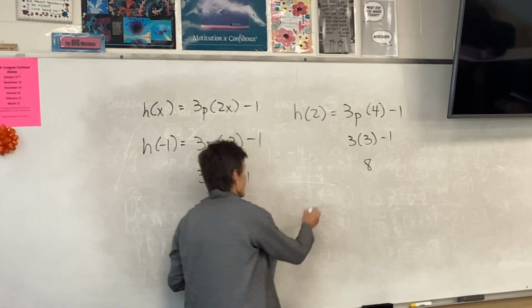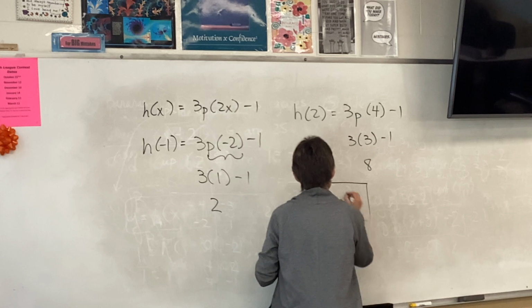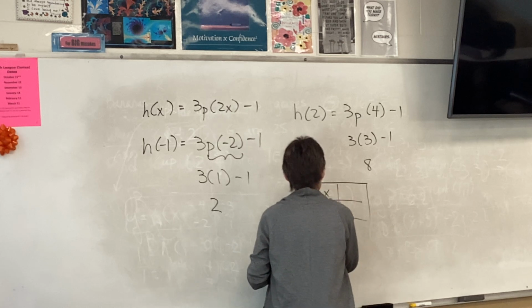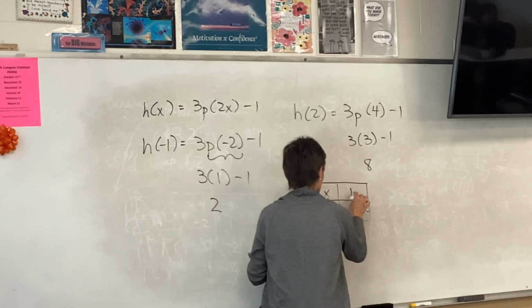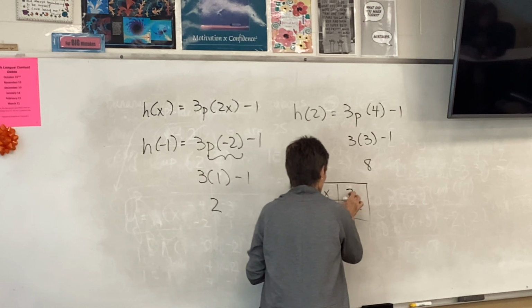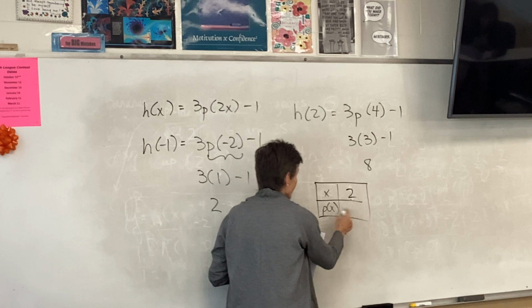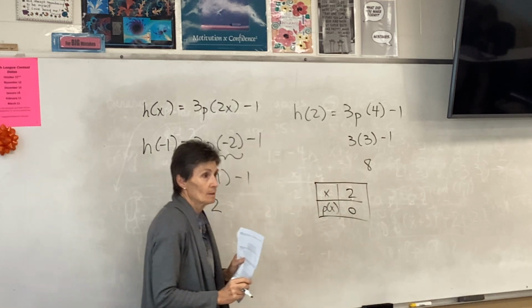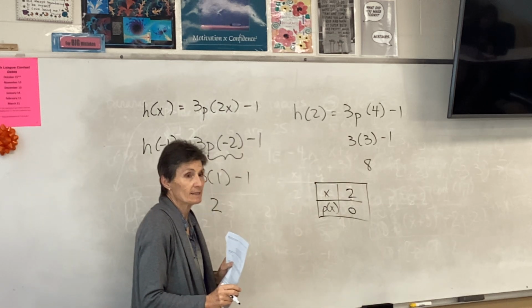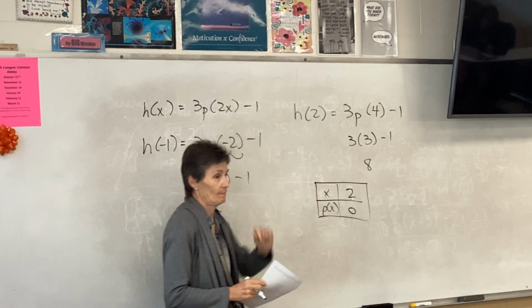All right, so a couple of you are struggling here. If there's a 1, there's a 1, there's a 2. If there's a 2 there for x, that means this number right here is p of 2. So p of 2 is 0. That's what that chart means. It gives you an x and a y.